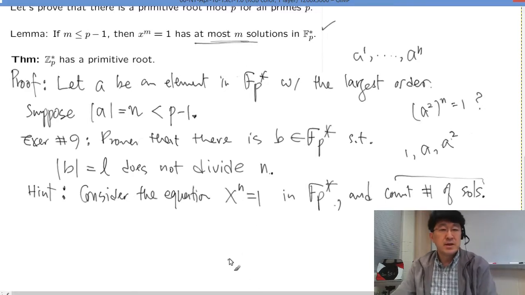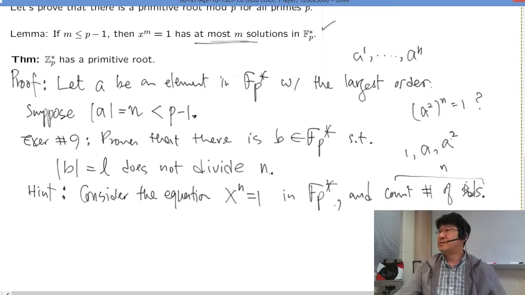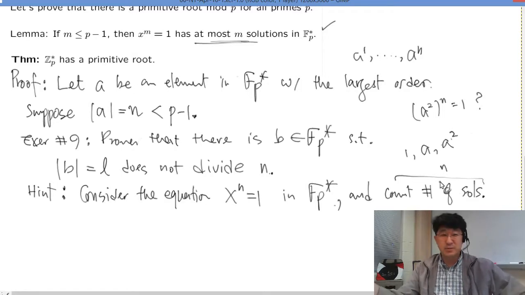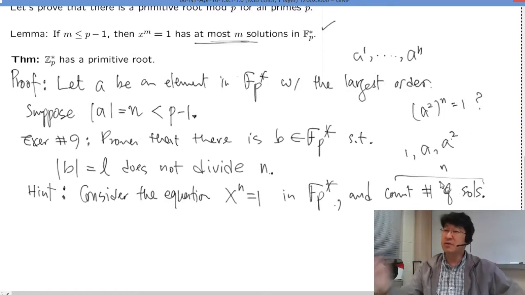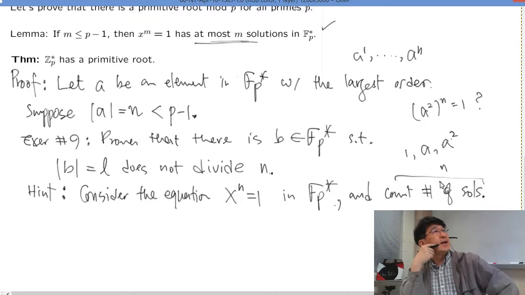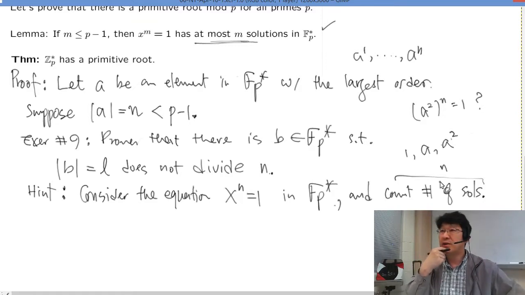All right. So we still haven't answered that. We just counted that there are exactly n solutions. We just dealt with that hint: consider the equation x to the n equals 1. It has precisely n solutions, right?